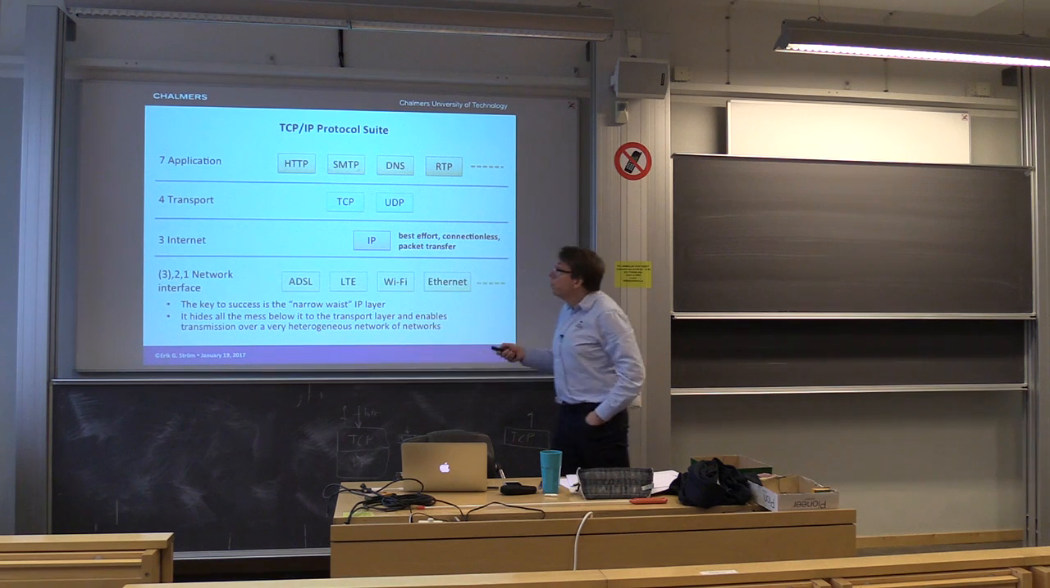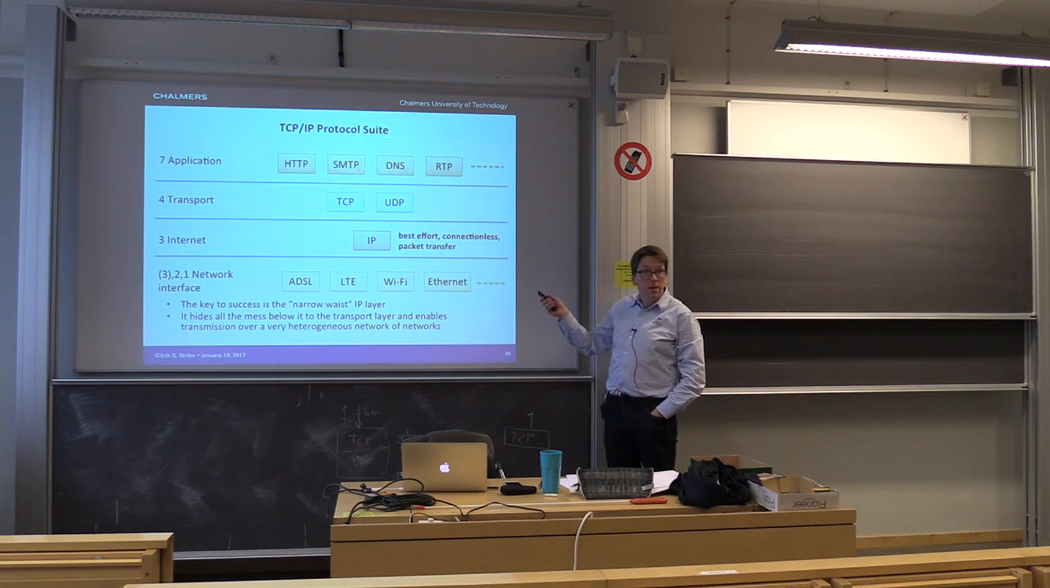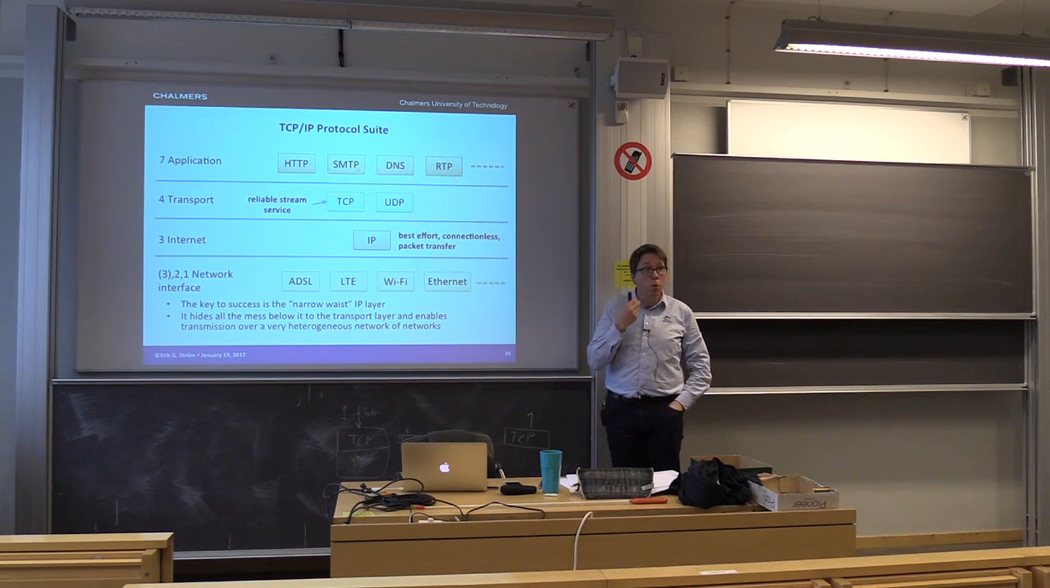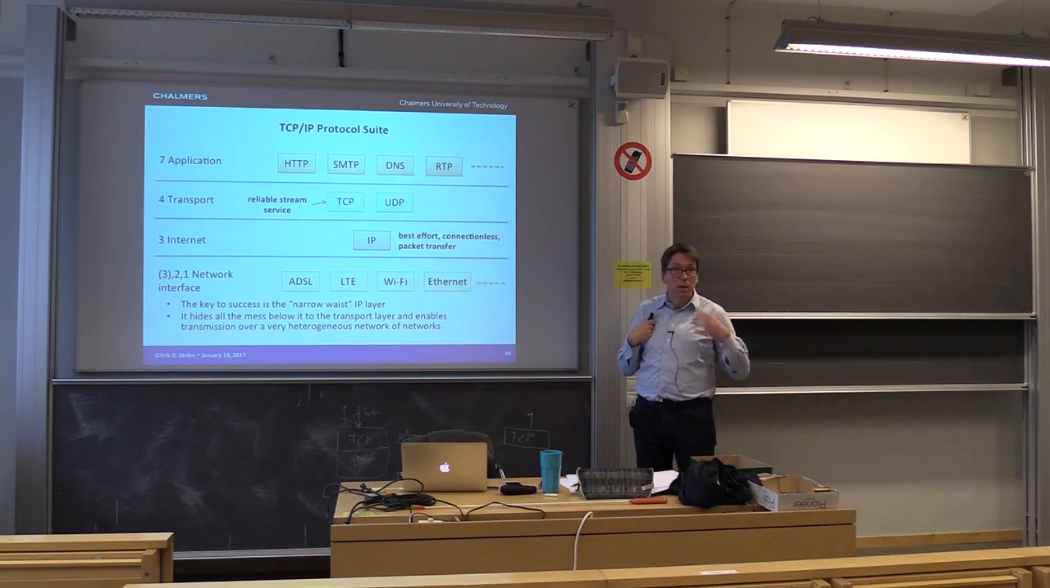So, of course, we would like to have guarantees at a higher layer. What TCP and UDP do is refine the IP service into something more useful. TCP is the workhorse for many things, where you need reliable transmission. It's a reliable stream service, meaning that it accepts bytes.